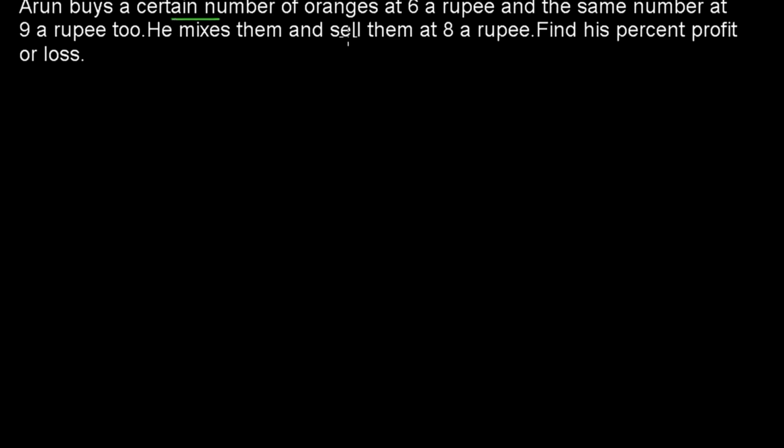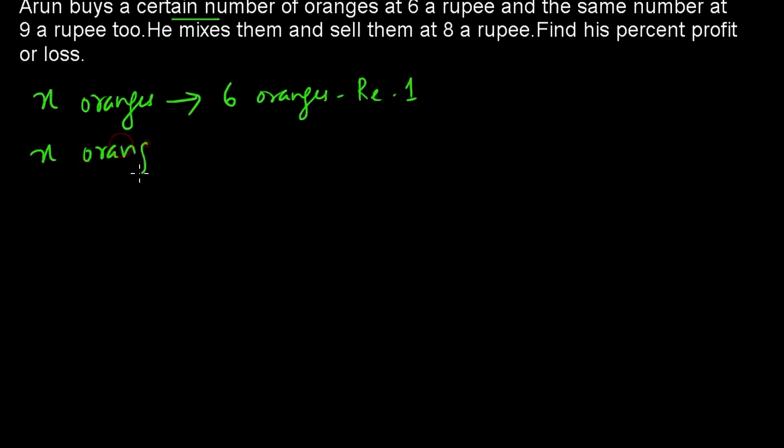So here the number of oranges is not given, so let's take X number of oranges. X oranges are bought at the rate of 6 a rupee. For 6 oranges, rupees 1. And the same number of oranges, that means again he is buying X oranges, at a different rate: 9 oranges, rupees 1. So 6 oranges he is buying at Re 1 and 9 oranges also at Re 1.